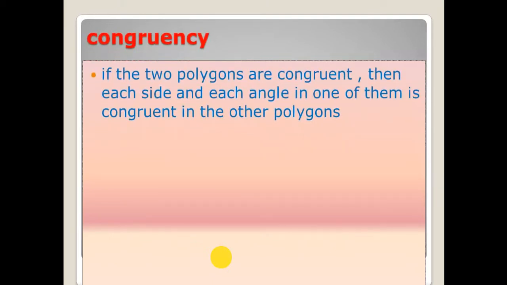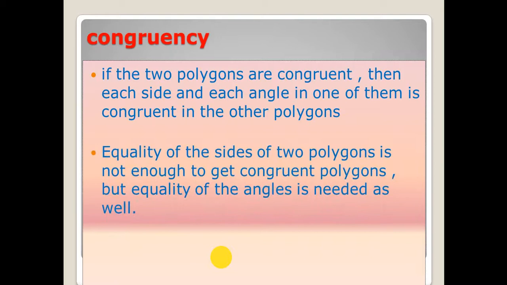If the two polygons are congruent, then each side and each angle in one of them is congruent to the corresponding side and angle in the other polygon.